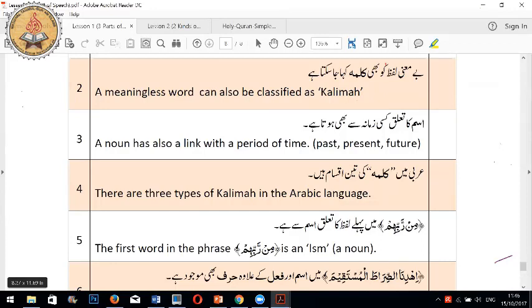Based on the knowledge which you have gained from this lesson 1. Number 5, the first word in the phrase min rabbihim. I asked you to recite and read the first page of Surah Al-Baqarah, and you will find min rabbihim, this phrase placed there. The first word in the phrase min rabbihim, which is min, is an ism. This is my statement. Now you have to negate it or testify. This is correct or incorrect.